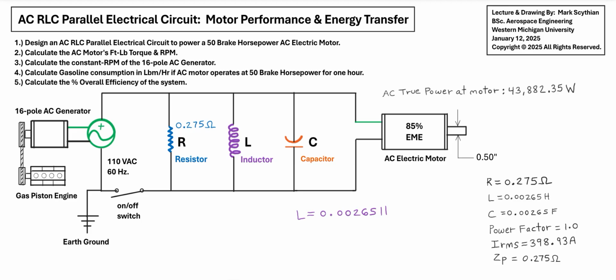Now we can convert our Henry's inductance from its base value to its millihenry value, 2.65 millihenries of inductance. And we do the same with the Faraday's capacitance from its base value to 2.65 millifarads.